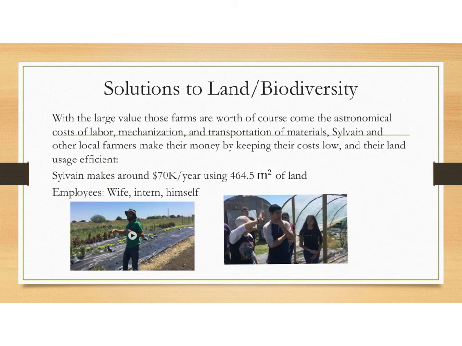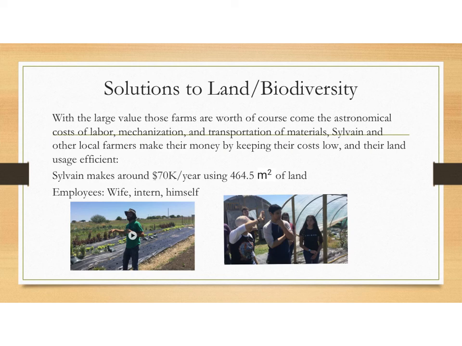So those large values of those farms come with astronomical costs of labor. You have to employ a lot of people. You have to mechanize it to be able to efficiently harvest your crops. And you have to transport materials. You have to ship those things out, which, as Sylvain was talking about earlier, CO2 coming from those microorganisms at the ground also comes from the combustion of fossil fuels, right? And the further you have to take your product to get sold at market, the more your carbon footprint is going to go up.